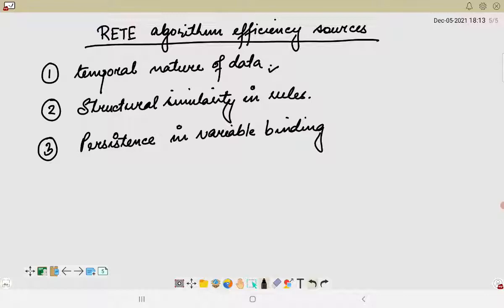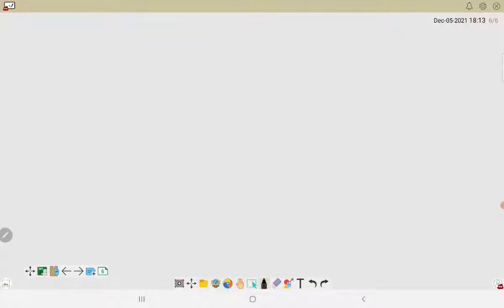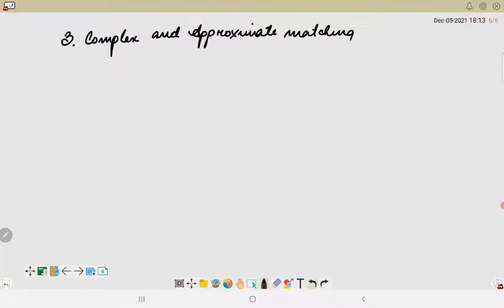The third important process, or the third important step which we need to discuss, is complex and approximate matching. Now let us look into the third important process of rule-based systems.